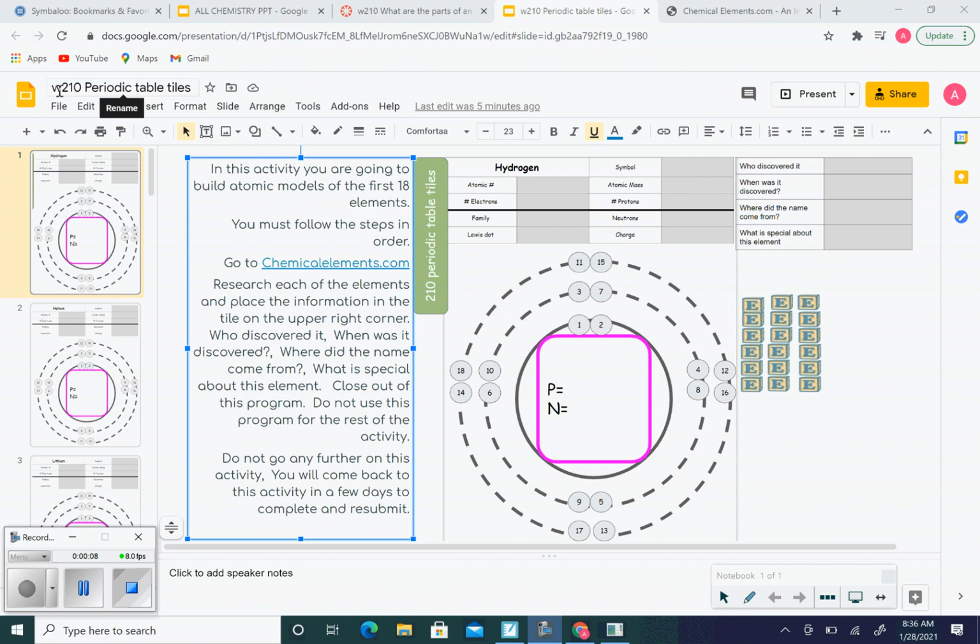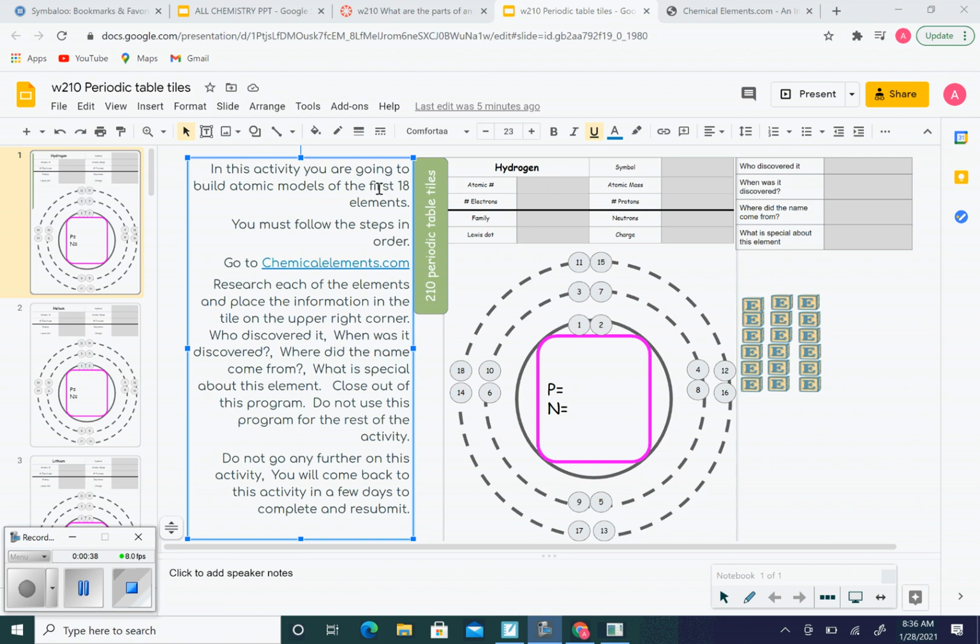Now if you watched the video or did the notes, you saw that I showed you what the tiles look like and what the information is on the tiles. So what we're going to do is concentrate on the first 18 elements tiles. Those are the ones that we will spend most of our time on, but this information works on all of the elements that we have discovered.